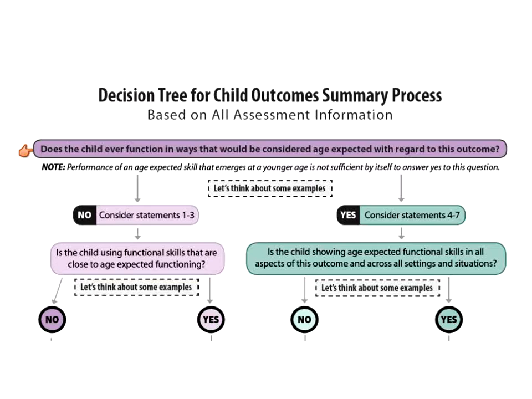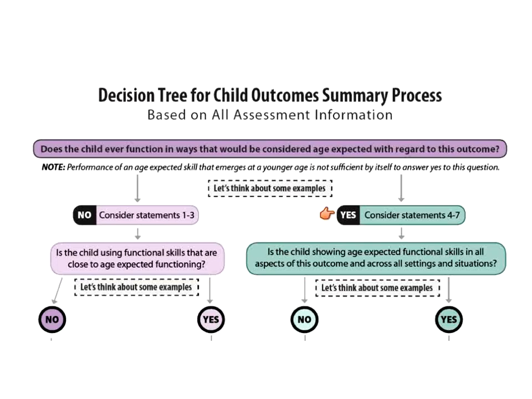Does the child ever function in ways that would be considered age expected with regard to this outcome? Pause a minute and brainstorm with the family to think about some examples. You can refer back to the 3 different bullets on the reverse side of the decision tree about how Johnny interacts and plays with his family, other adults, and other children to help you think about examples. Also think about how Johnny communicates his feelings and responds to new people and places. After considering those examples, ask the question again if needed. Does Johnny ever function in ways that would be considered age expected with regard to this outcome?